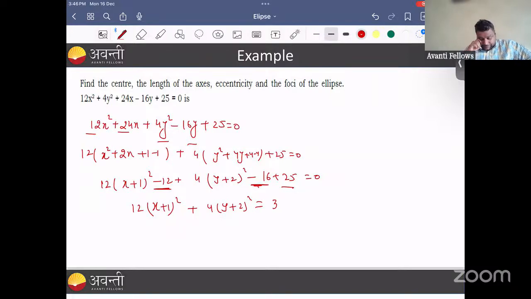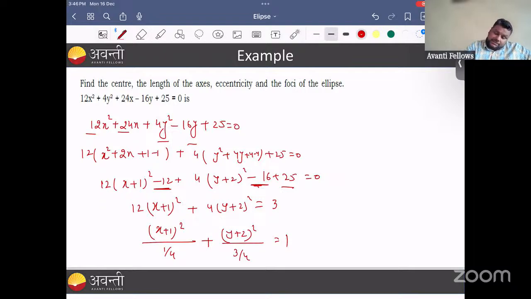Am I clear? So it will be x plus 1 whole square divided by 1 by 4, y plus 2 whole square divided by 3 by 4 equals 1. This is your equation of ellipse.